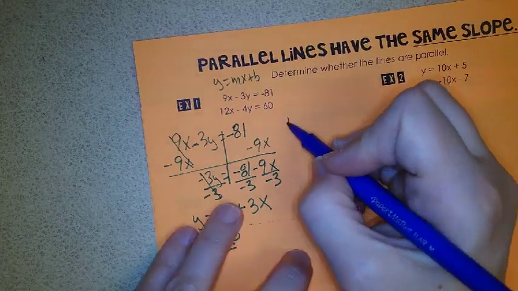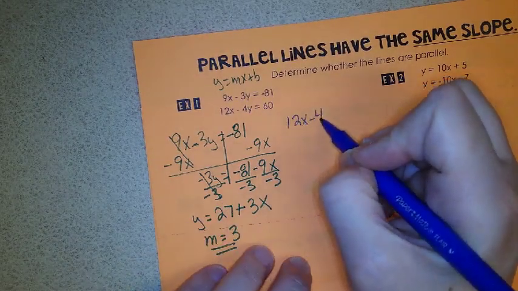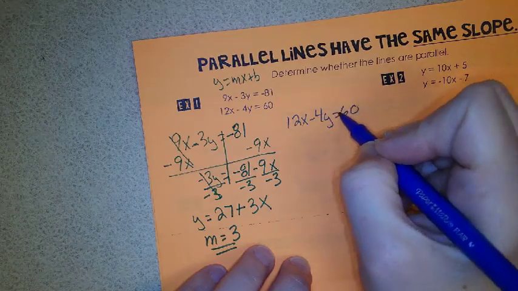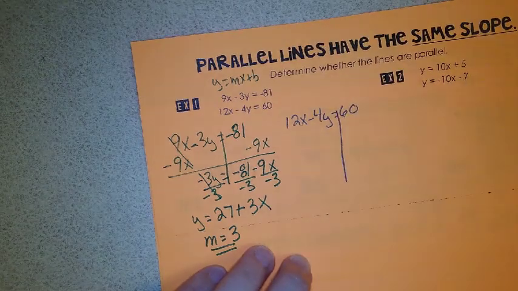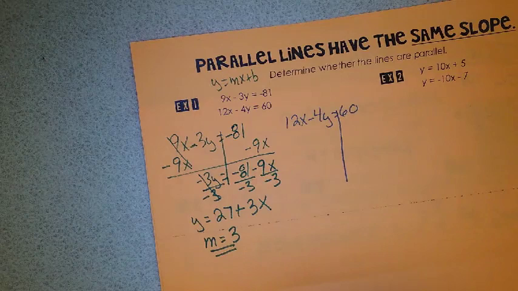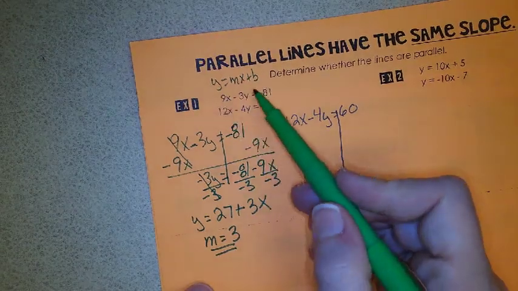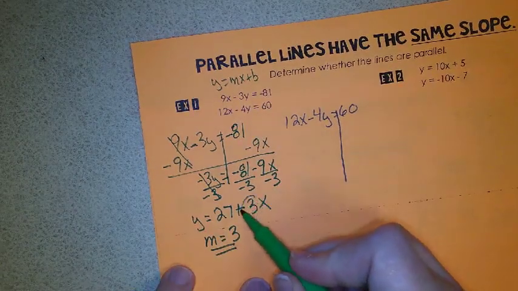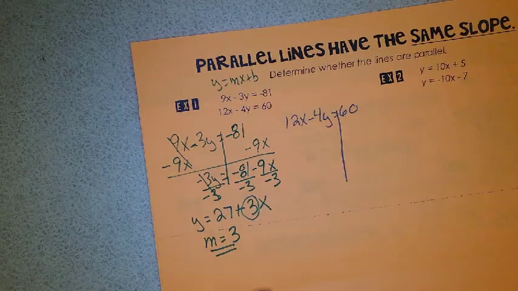So then for my second equation, I have 12x minus 4y equals 60. So again, I'm going to draw a line. I'm trying to solve for y. I'm trying to get it in this form, y equals mx plus b, because then I can just look and see what's the number in front of x, and that would be my slope.